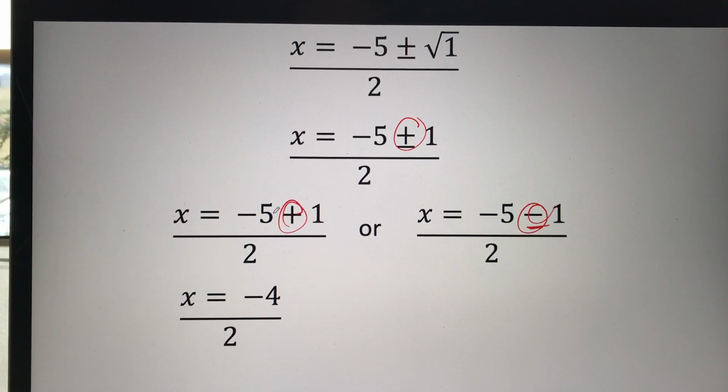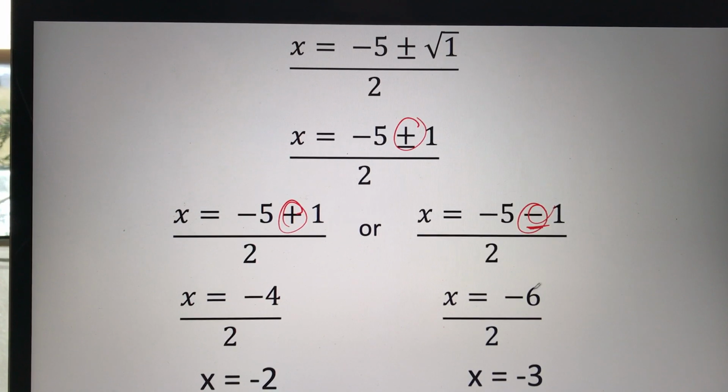So I know negative 5 plus 1 is negative 4 over 2, and negative 5 minus 1 is negative 6 over 2. Negative 4 over 2 is negative 2, and negative 6 over 2 is negative 3. And there are my two answers. Same thing. So the quadratic formula gives us the same answer.